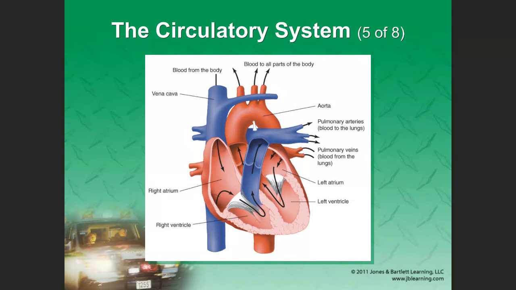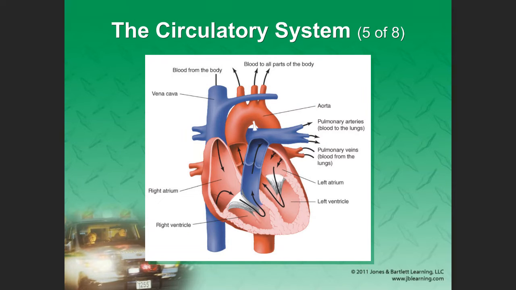Once the blood is properly oxygenated, it will now return to the left side. The left side is the clean side, the right side is the dirty side. So it's going to return via the pulmonary veins. The pulmonary veins carry oxygenated blood from the lungs to the left atrium. Important point to note, the pulmonary veins are the only veins in the body that carry oxygenated blood.